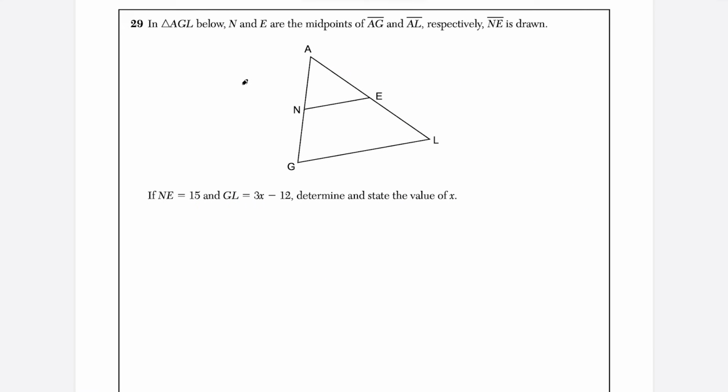Question 29, in triangle AGL, N and E are midpoints of AG and AL respectively. NE is drawn. NE equals 15. GL equals 3x minus 12. And we need to determine and state the value of x.